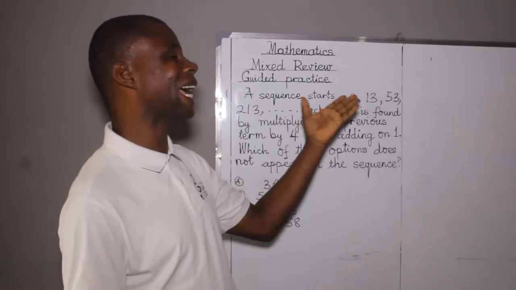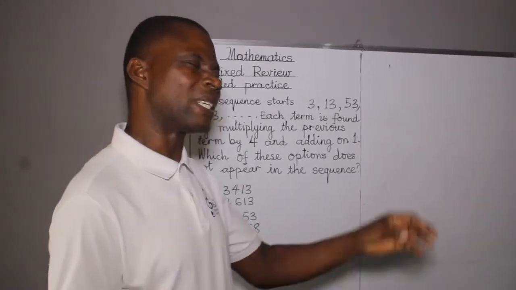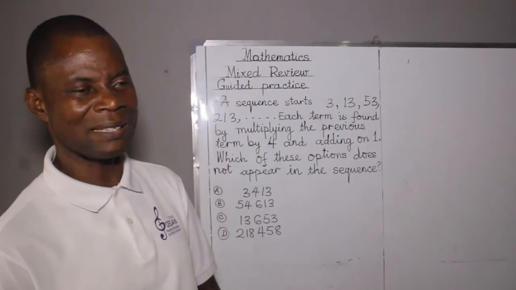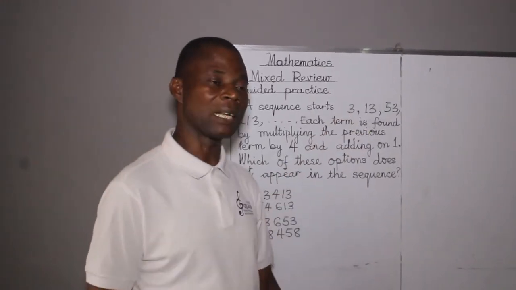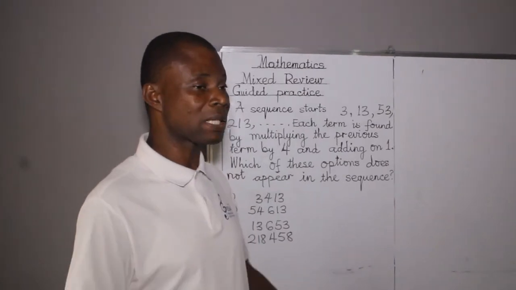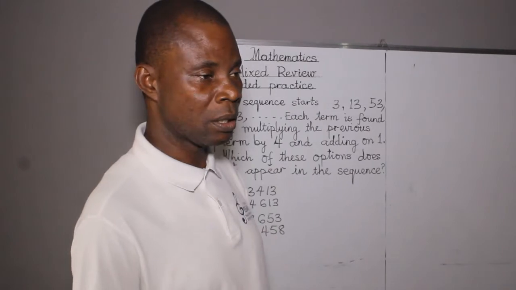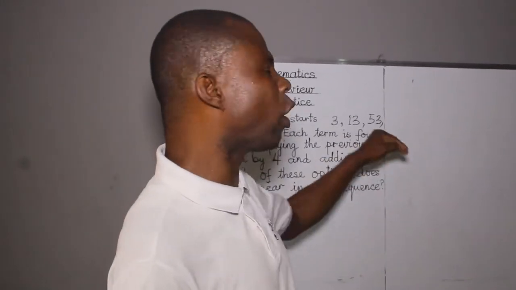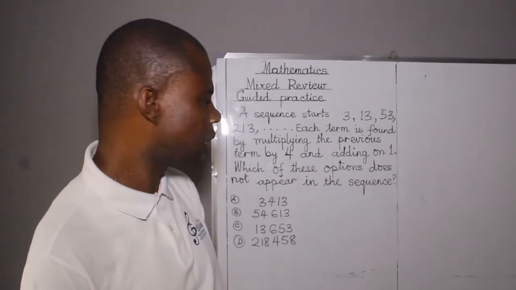If we multiply any odd number by an even number, we'll definitely get an even number as our answer. If the first number is 1 and we multiply it by, let's say, 4, we get 4, and 4 is an even number. This is 3, multiply it by 4, you get 12. 12 is an even number. Now, it's saying adding on 1. So whenever you add 1 to an even number, it becomes an odd number.